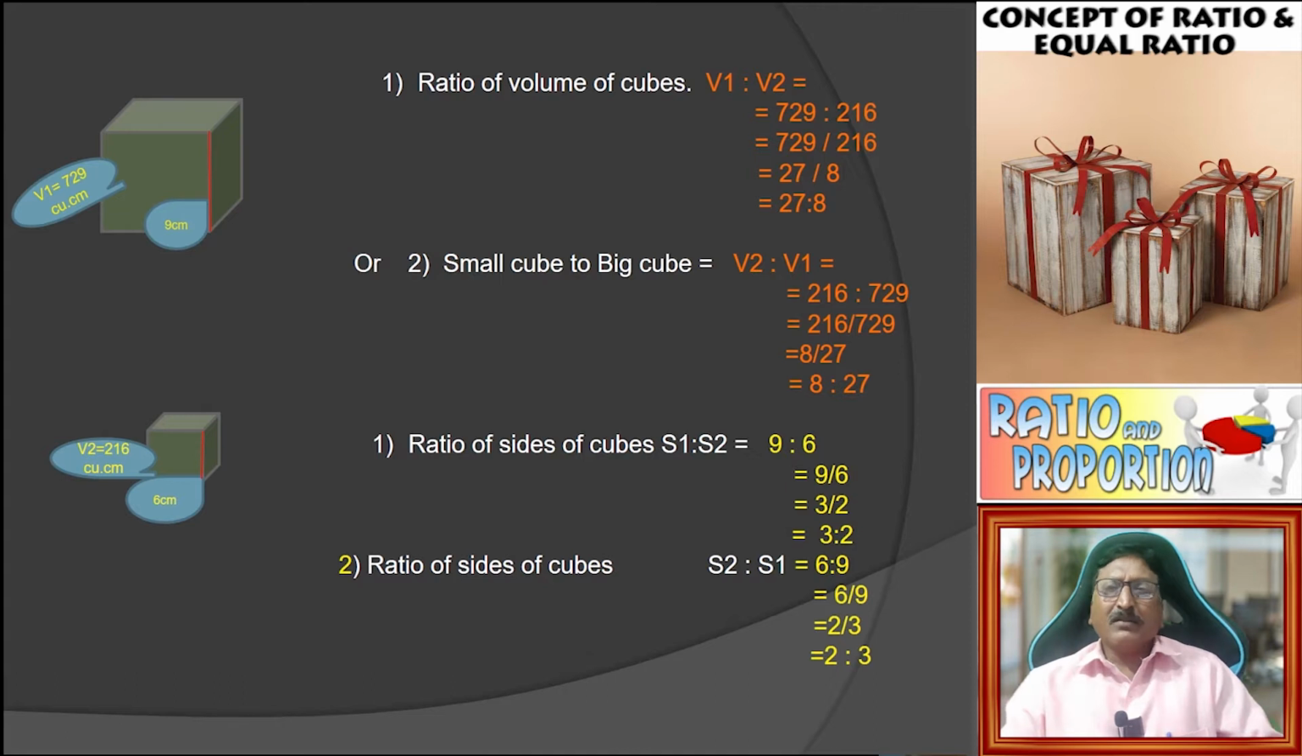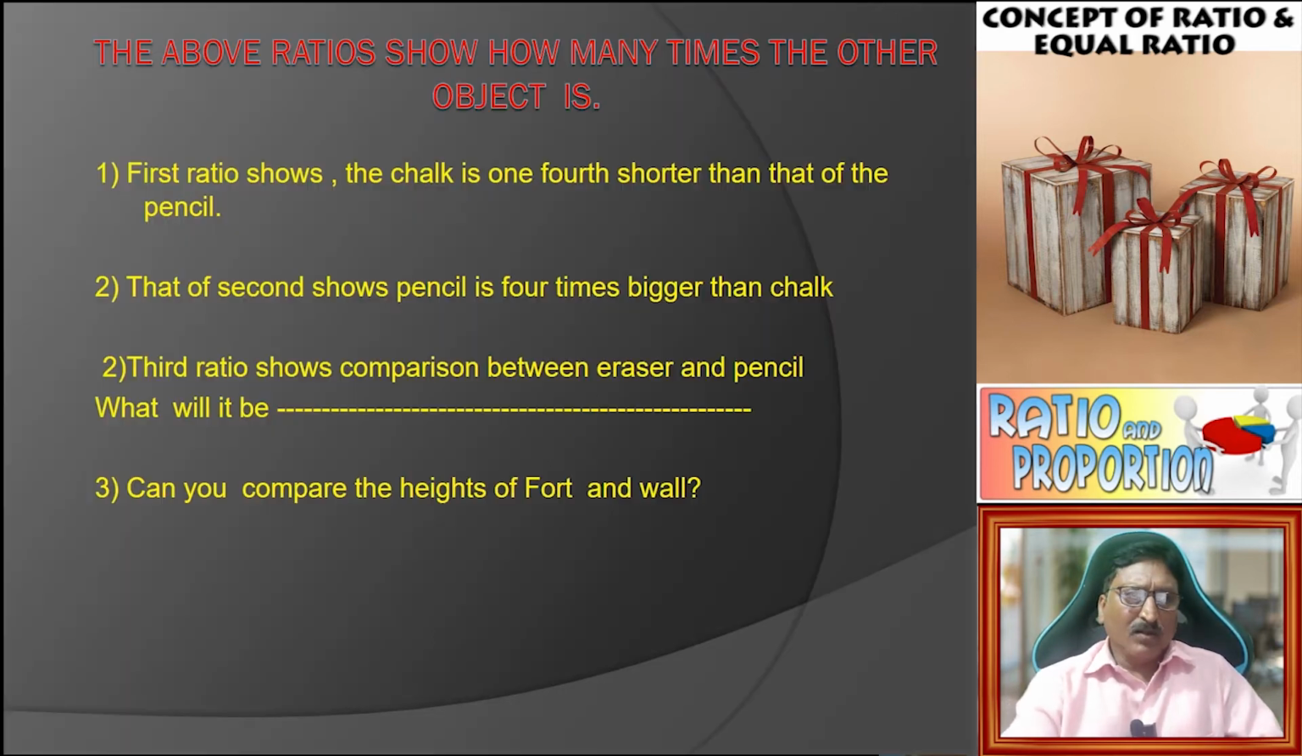That means we can compare the lengths of the cubes in terms of a ratio. It will be easy to understand and easy to write also. Now, this ratio shows how many times the other object is. The first ratio shows the chalk is 1/4 shorter than the pencil. The second shows the pencil is 4 times bigger than the chalk. First I have explained it.